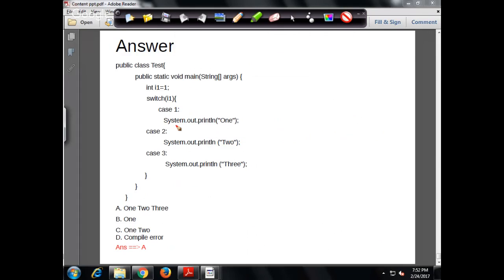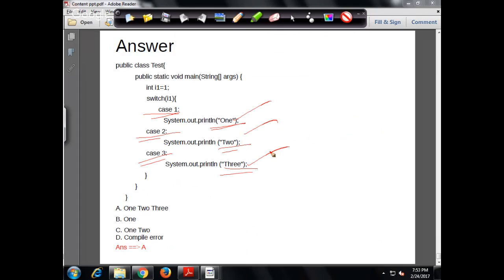So what will happen is that case 1 will be processed, and then case 2 will also be processed, and then case 3 will also be processed. Now over here in switch case, if you're not putting break, this is not a compilation error. This is just a simple, plain, silly mistake that a programmer might make. But this is not a compilation error. The Java compiler will not throw an error in this case.